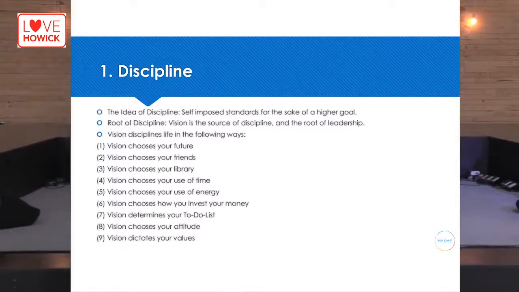So the idea of discipline, now remember where there's no vision, people cast off restraint, they throw off self-discipline. Discipline is self-imposed standards for the sake of a higher goal. That's discipline. Self-imposed standards for the sake of a higher goal. In other words, I take responsibility, I am accountable for the higher goal, which is the purpose of the business. I need to discipline myself. This is a good one. I'm going to throw it in here.